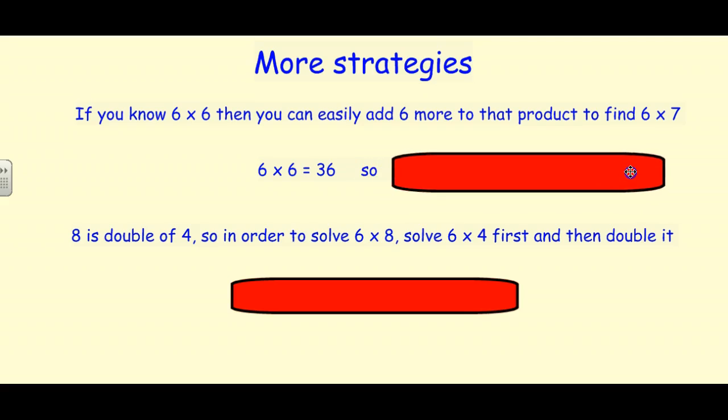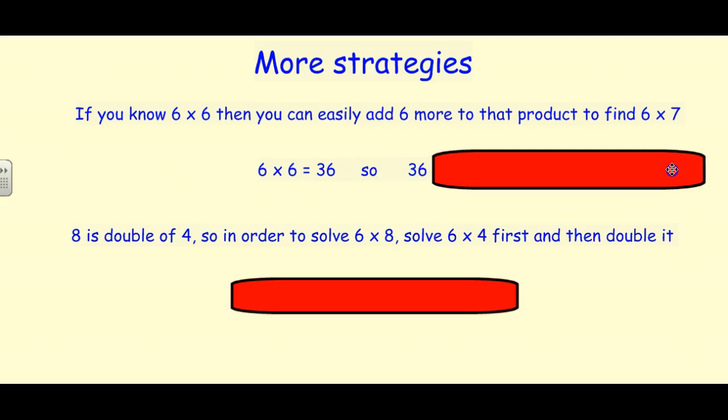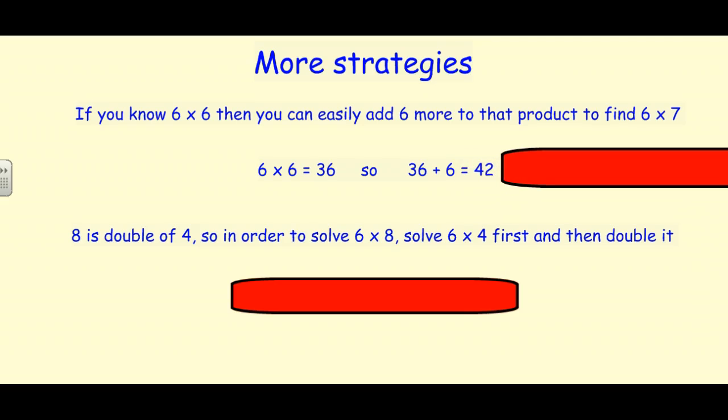So I have 36, and I'm thinking, what am I adding to that? Well, since it's just one more group of 6 to find 6 times 7, I'm adding 6 to that. So 36 plus 6 will give me 42. So therefore, 6 times 7 is giving me 42.